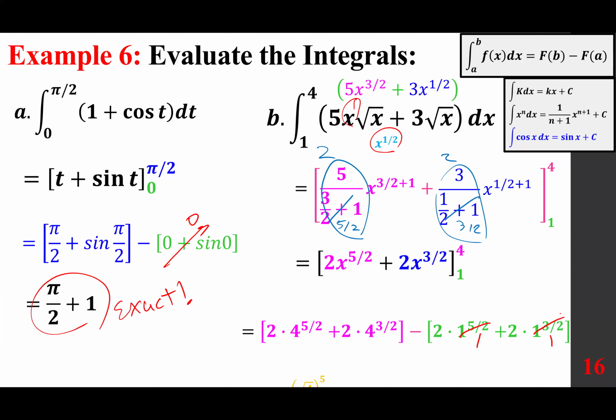But what about the rest? 4 to the power of 5/2 is the square root of 4, which is 2, to the power of 5, which is 32, times 2 is 64. 4 to the power of 3/2 is the square root of 4 cubed, which is 8, times 2 is 16. 64 plus 16 minus 4 is 76.